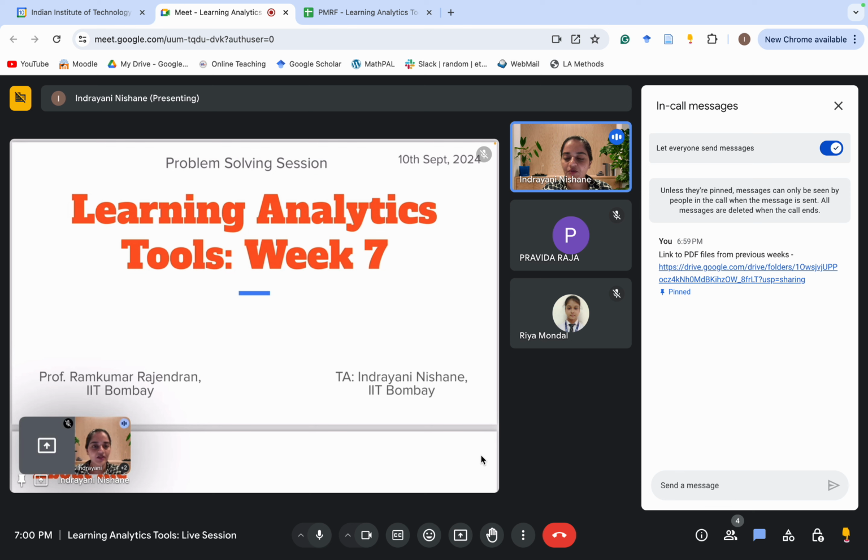Let's start today with week 7. So we have completed 6 weeks till now. We have crossed the 50% mark and we are on the other side of the course.